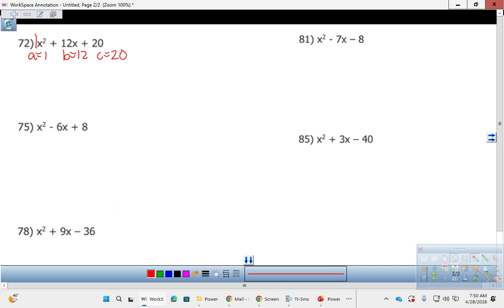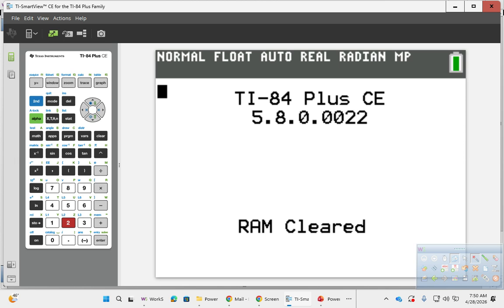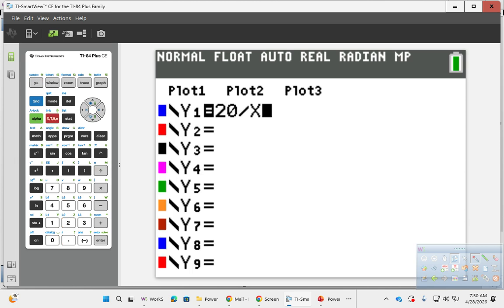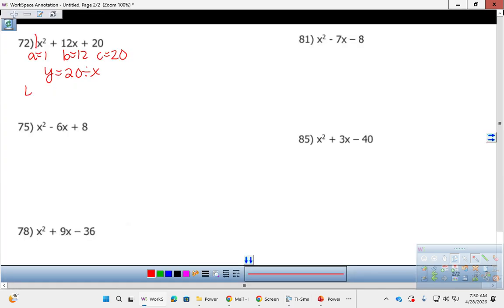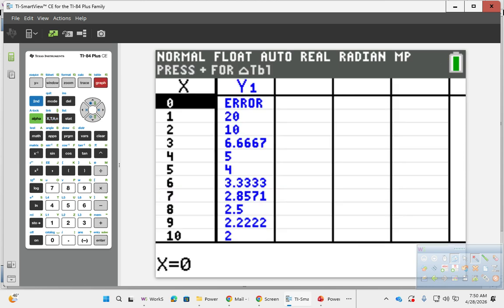So the first thing that you do in the a equals 1 method is you type C, which in this case is 20, divided by x into your calculator. So if I have my calculator here, I do 20 divided by x. And what I'm doing is I'm looking for the numbers in the table that are next to each other that add to B, which in this case is 12. So as I create this table of 20 divided by x, I'm looking for the numbers side by side that add to 12. So here's my table. 1 plus 20 is 21. That doesn't add to 12. 2 plus 10 is 12, right? That's what I want. I want them to add to 12 next to each other. So my numbers are positive 2 and positive 10.